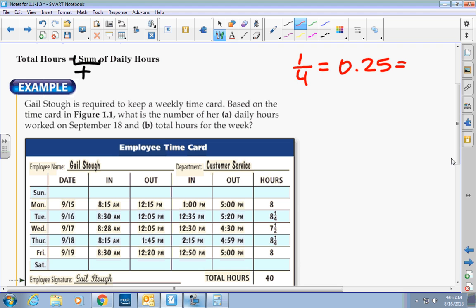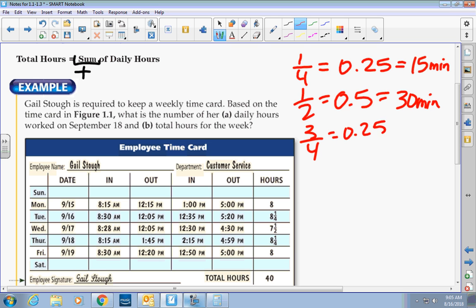How many minutes is a quarter of an hour? 15. It's not 25. It is, Ernesto, oh, 15 minutes. That's why we're writing it down. It's not naturally in our soul. Half hour is 0.5 as a decimal. And how many minutes is a half hour? 30. Three quarters of an hour is 0.75, and it's 45 minutes.